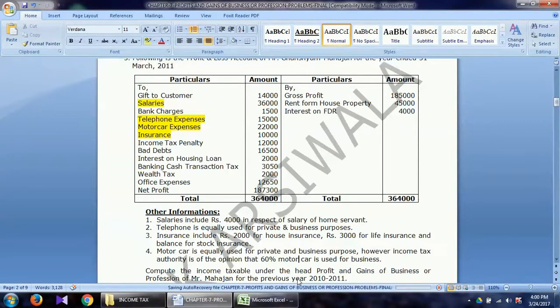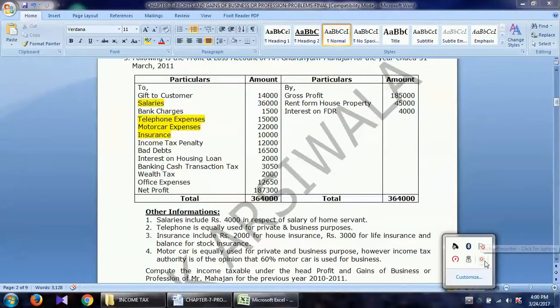Next, insurance. Now, insurance can be of anything. The nature of the insurance will decide whether it is a business expenditure or not. If you have taken insurance of your factory building or your office, then it will be treated as business expenditure. However, if an insurance is taken on your personal life or your personal home, then that insurance will not be treated as business expenditure. It will be treated as personal expenditure.